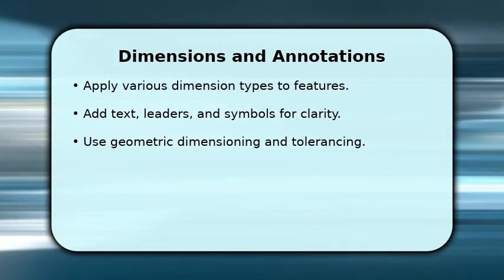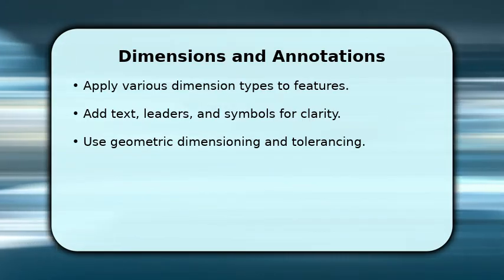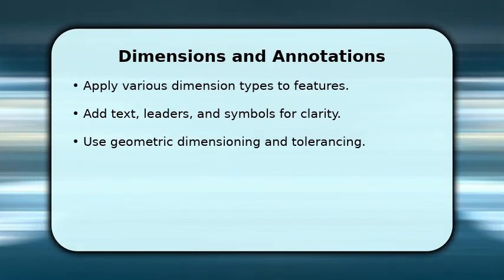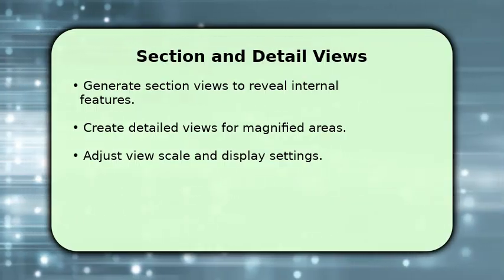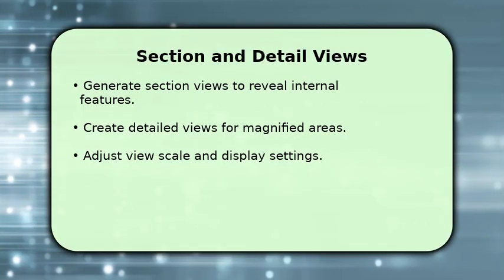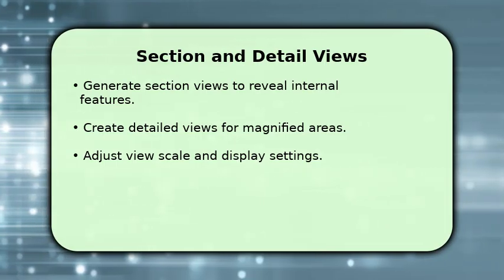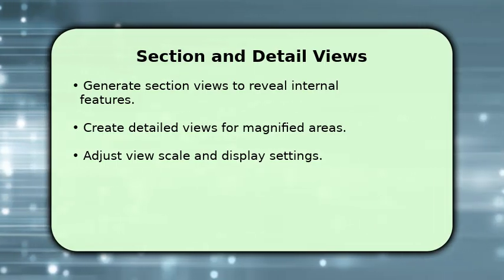For precision, incorporate geometric dimensioning and tolerancing, often referred to as GD and T, to specify exact manufacturing requirements. To show internal components, create section views. Draw a section line across your base view, and Fusion 360 will automatically generate the cutaway.